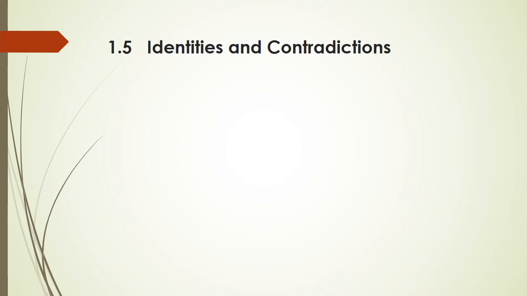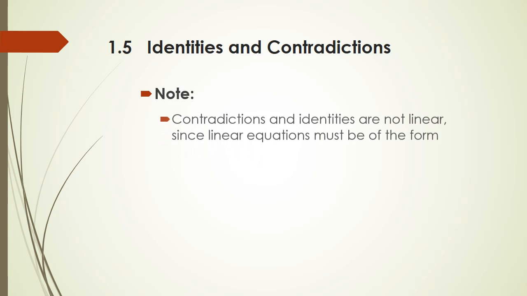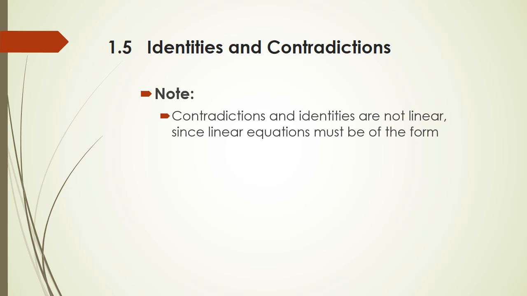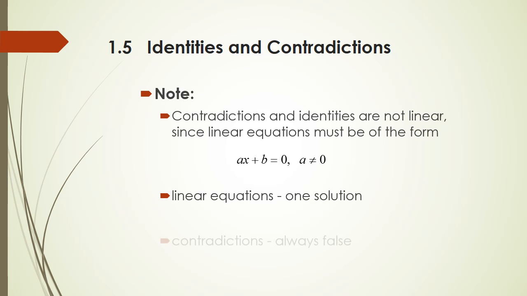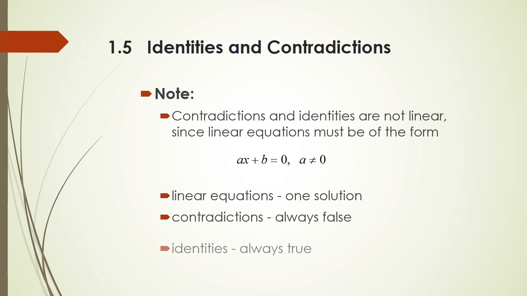Identities and contradictions, a little bit more on them. Okay, contradictions and identities are not linear, since linear equations must be in the form ax plus b equals 0, where a is not equal to 0. Linear equations have one solution. Contradictions have no solution, they're always false, and identities are always true. So they're not considered to be linear.